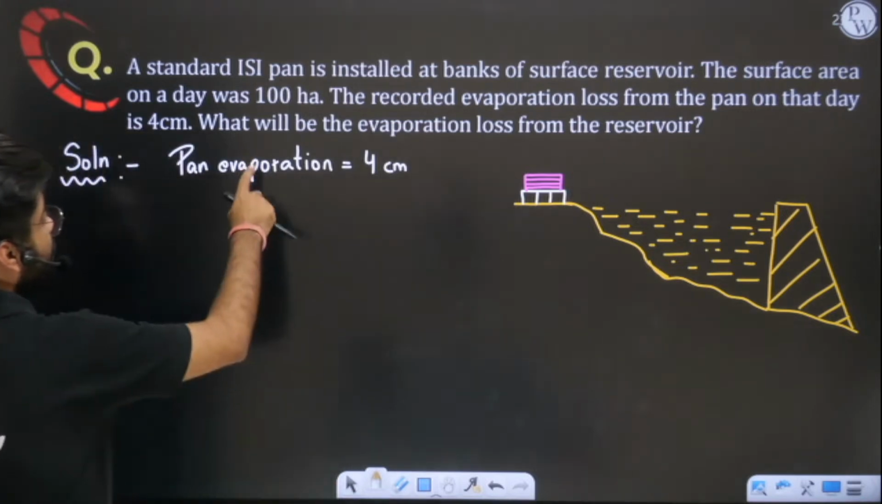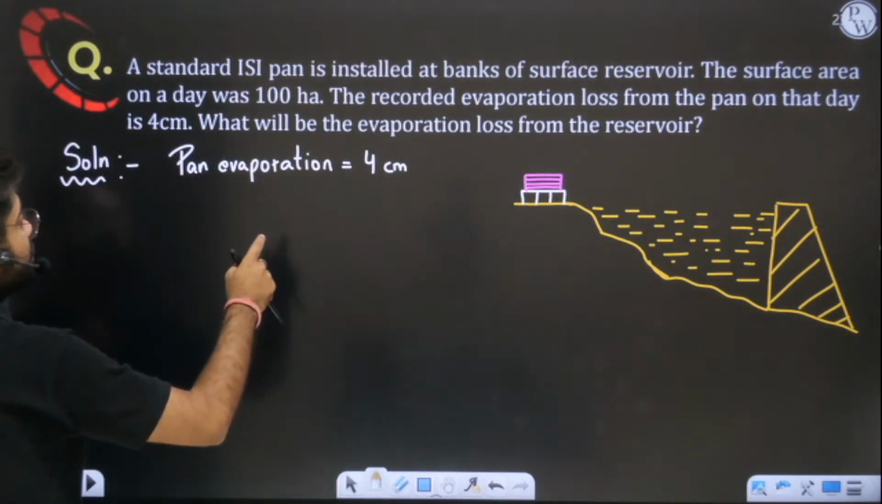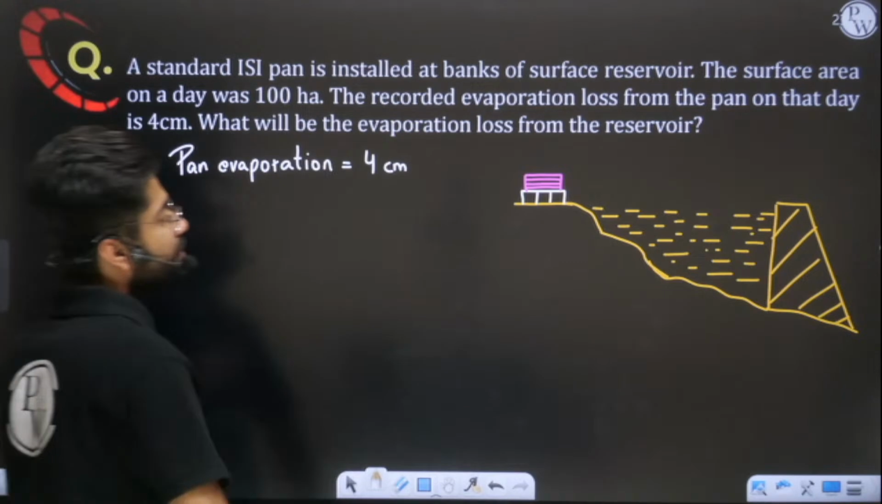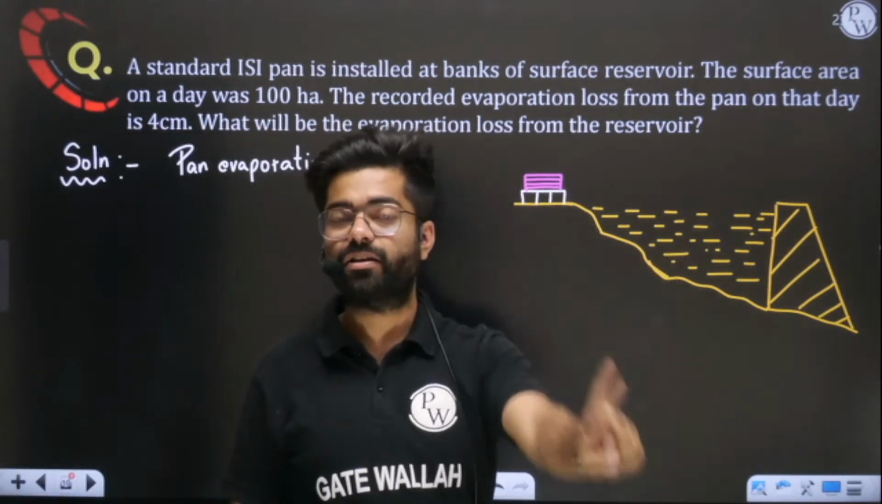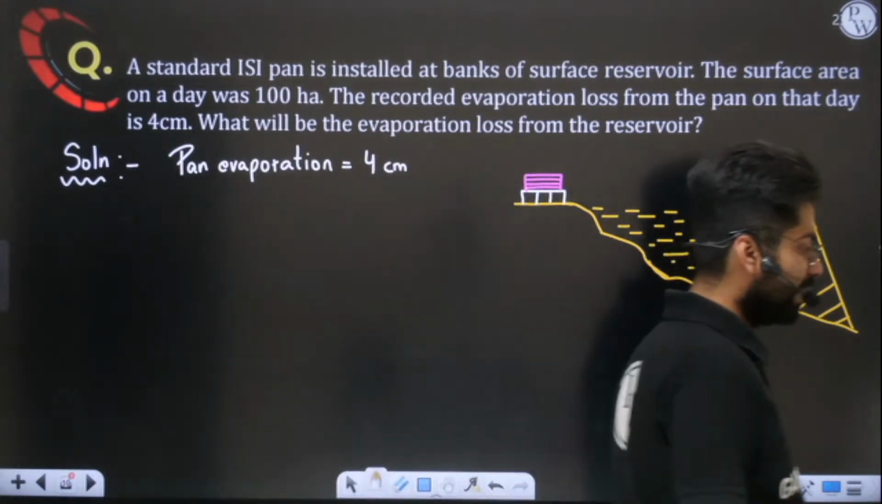Now, what will be the evaporation loss from the reservoir? So we have to find how much water will get lost from this reservoir, from this lake, in a single day. So how will I find it?